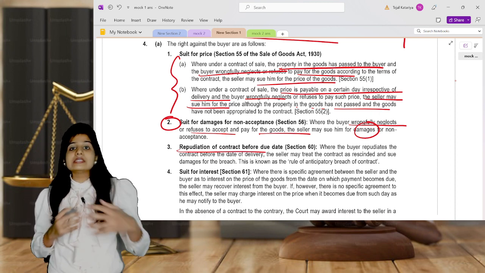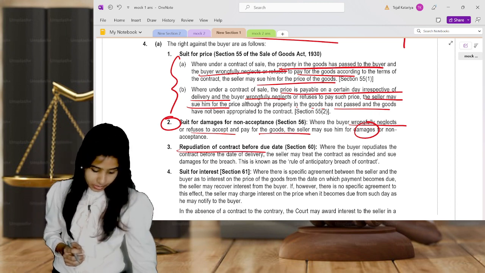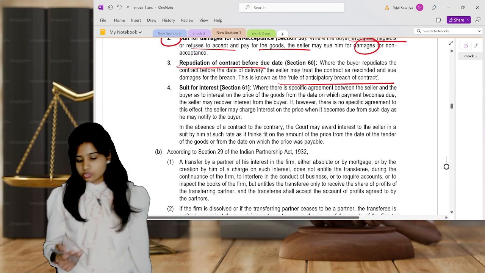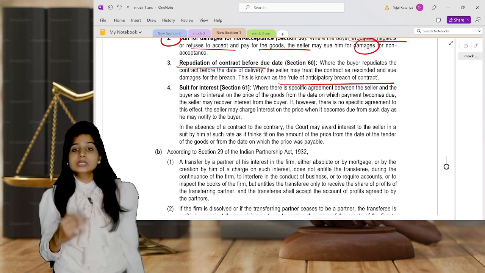This is all about the anticipatory breach of contract, if you guys remember. So this rule is anticipatory breach of contract. If you believe that this contract is not going to perform, you may rescind, that means cancel the contract.